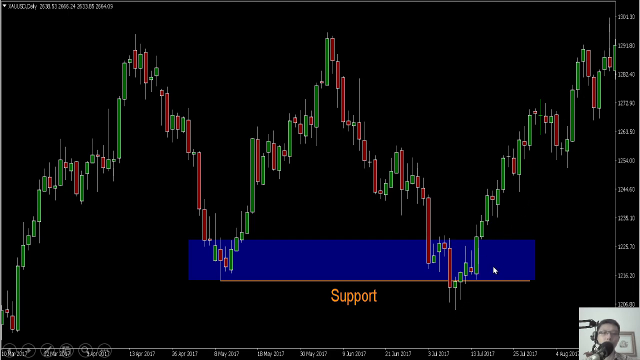As retail traders, after this manipulation, we can start buying at this area. After the price closes, we can start to buy. Okay, we have to wait until the manipulation is over.